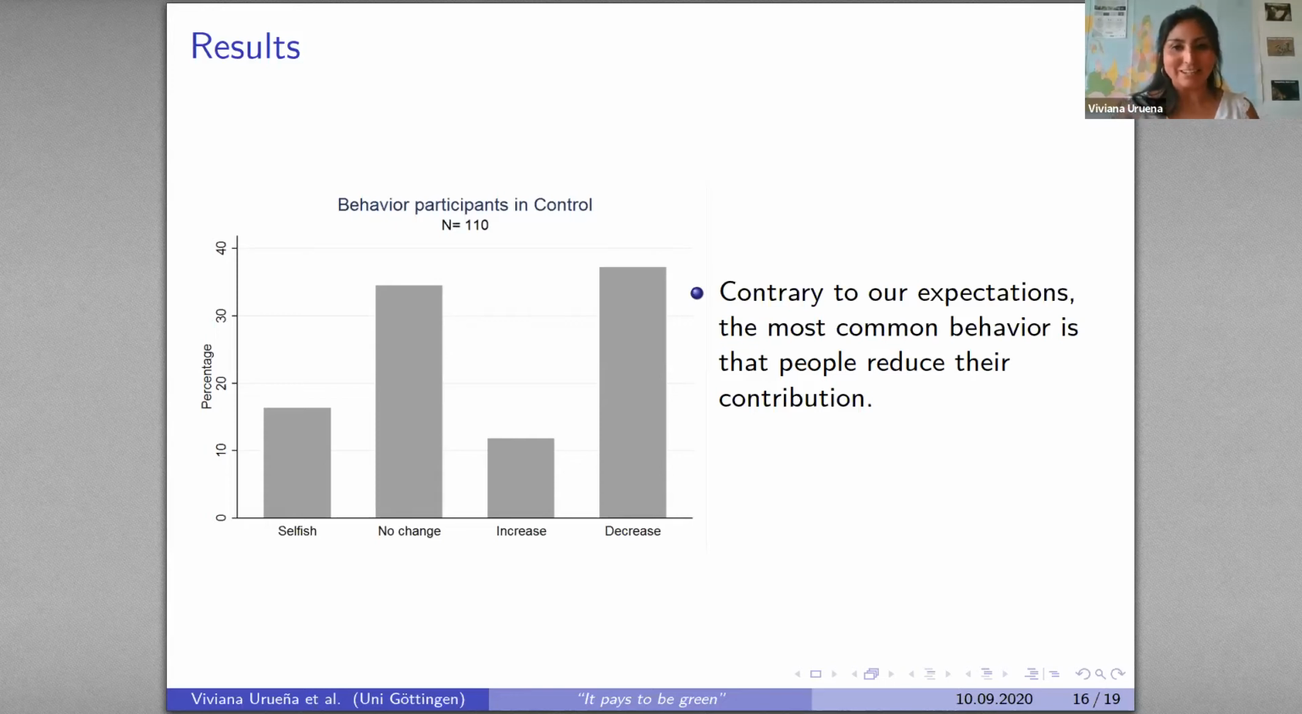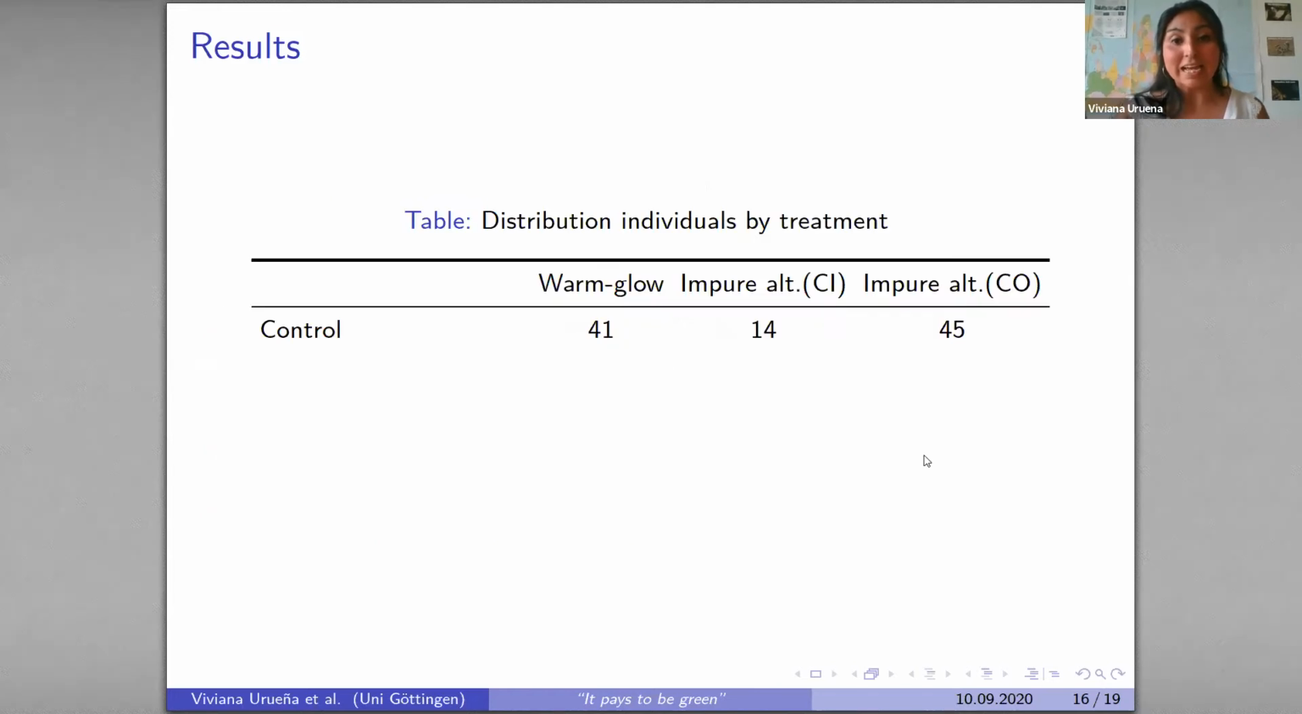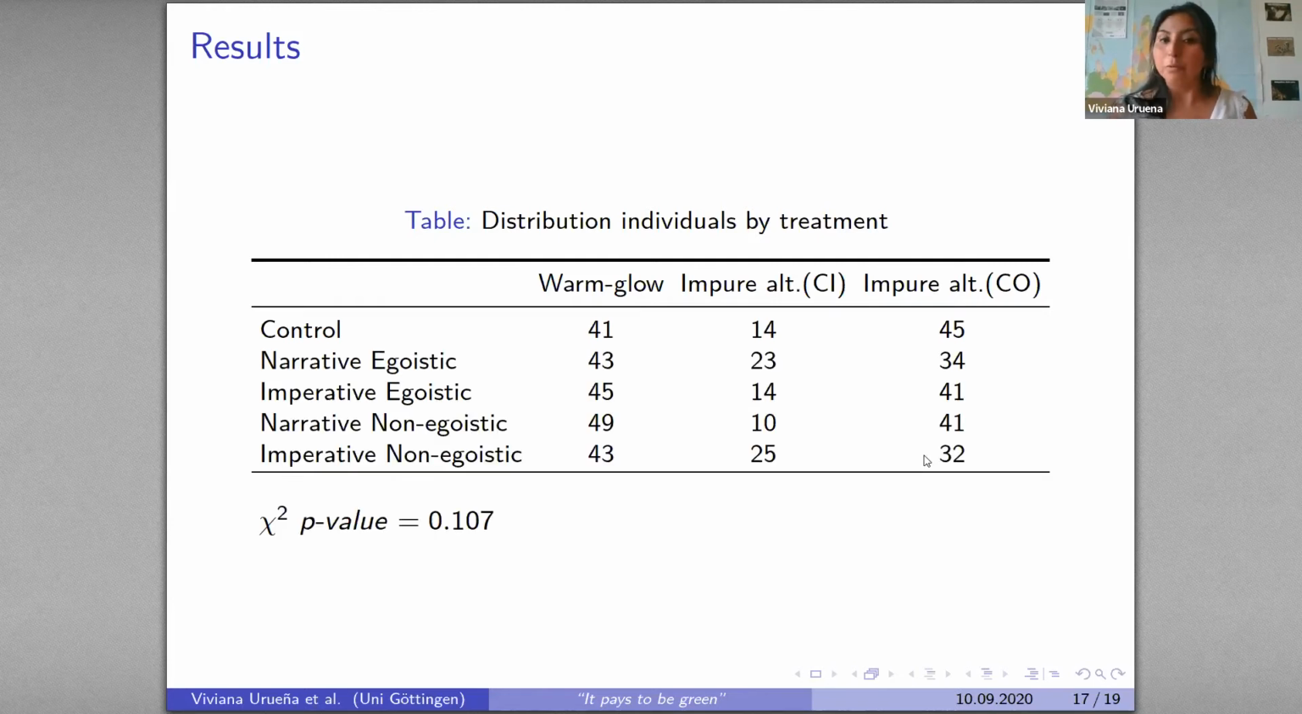So when we look at the control, we see these different behaviors that I told you about, and contrary to our expectations, most of the people reduce their contribution. When we classify these individuals into the different motives for giving, we see that in the control, 41% are warm glowers, meaning that they give the same independent of the price change. We also observe pure altruistic individuals that crowd in or crowd out their behavior because of changes in the matching. And when we see if our treatments, if our messages, can change this distribution, we do not observe significant changes.